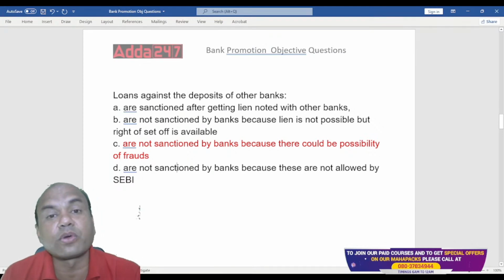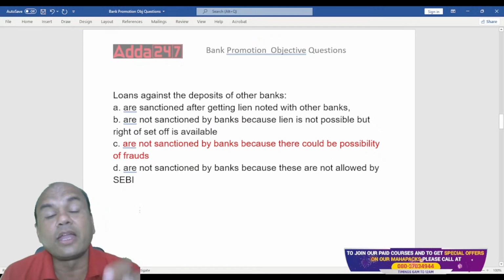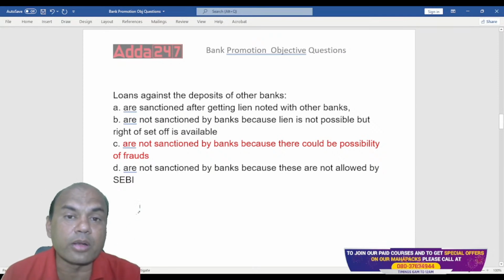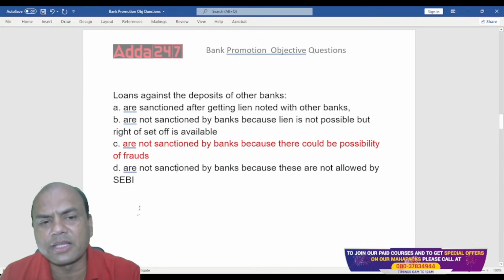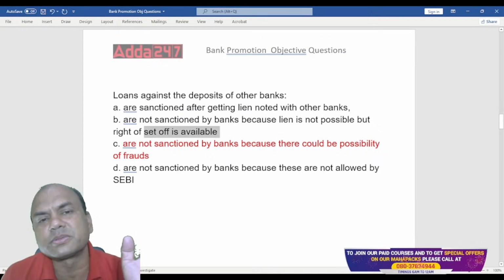And who can give me the surety whether they have maintained that lien or not? And even if they maintain it today, after 1 month, what is the guarantee they have not removed that lien? So that's why these things are impractical. They never happen. Are not sanctioned because lien is not possible, but right to set off is possible. This is also not possible.